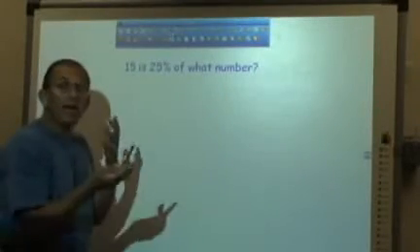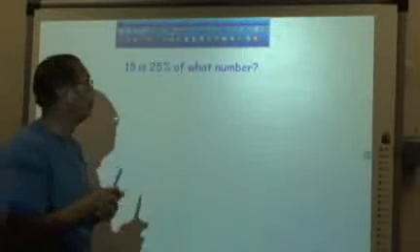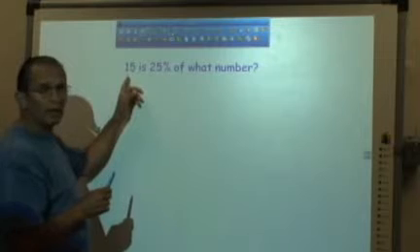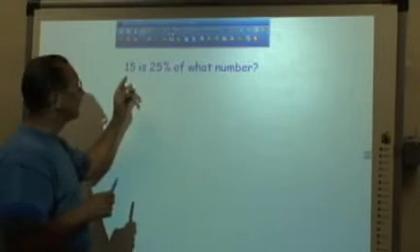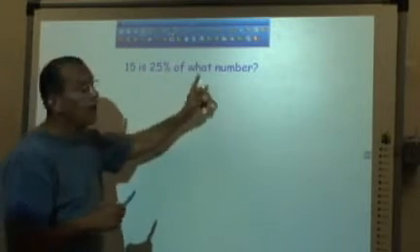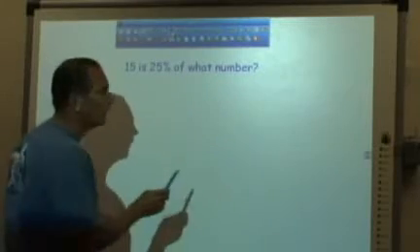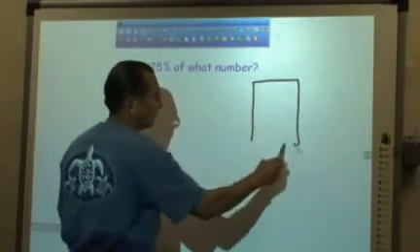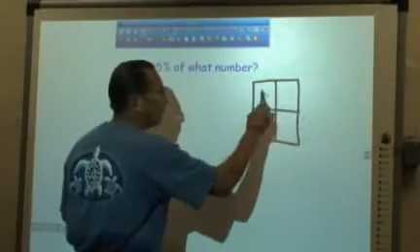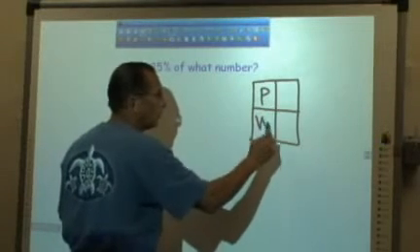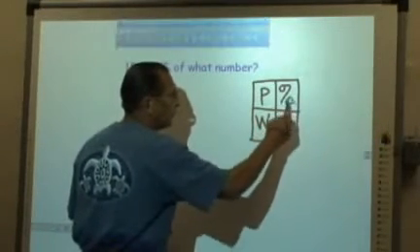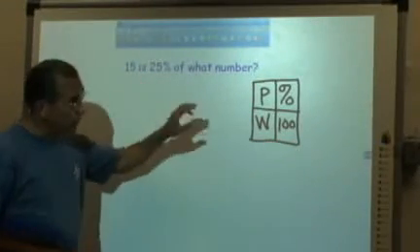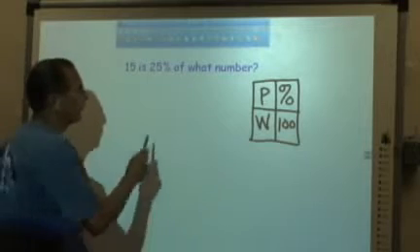Okay, we're going to do a different kind of box method problem. 15 is 25% of what number? Now notice, we're equating the 15 with the 25%. We're saying 15 is 25% of what number? The of what number is the whole. And now remember, we're using the box method again. Remember, in the box, the part goes here, the whole goes here, the percent goes here, and 100 goes here. We're going to put our values into the box and then follow our procedure again.